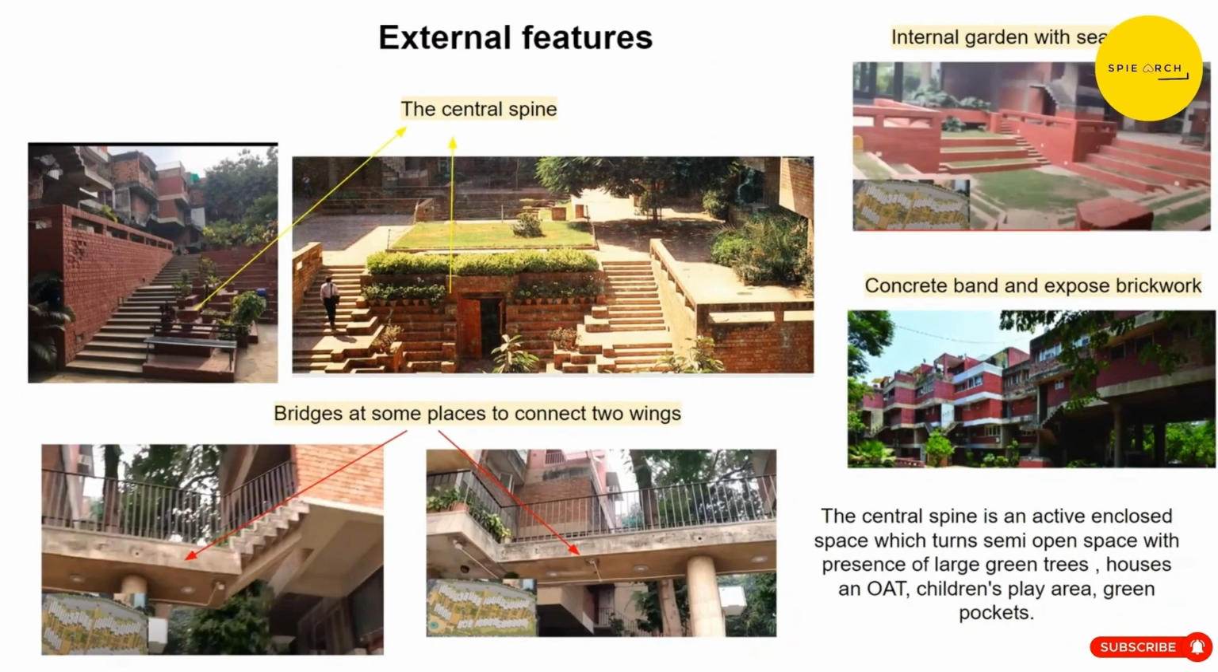External features include the facade of exposed brickwork and concrete bands. This gives a vernacular touch to the project. The central spine and OAT are the open spaces with presence of green cover and green pockets in the center. Bridges and staircases also contribute to the external features of the project.